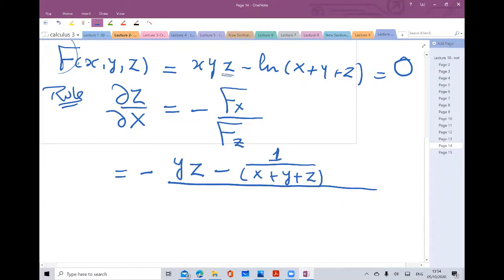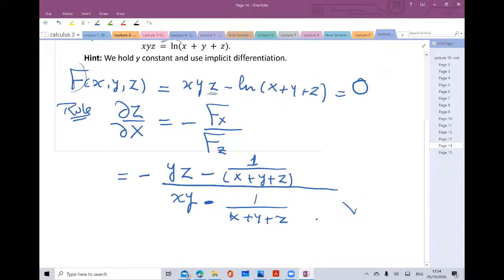Z is here, so I'll have xy. Now I'm treating z as if it's one of the independent variables when I'm doing partial f partial z. And I'll have xy minus 1 over (x plus y plus z). That's it. This is my final answer, simply without doing the job on the original equation. I did it on the function capital F that I constructed and then applied the rule of implicit differentiation.